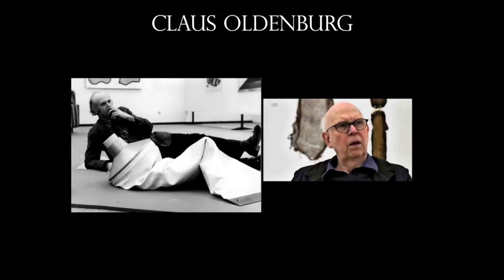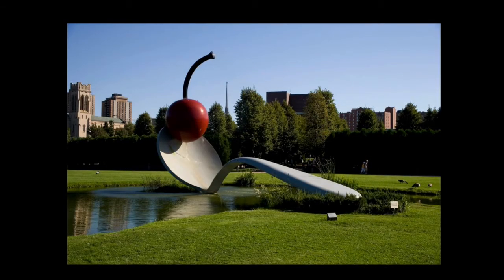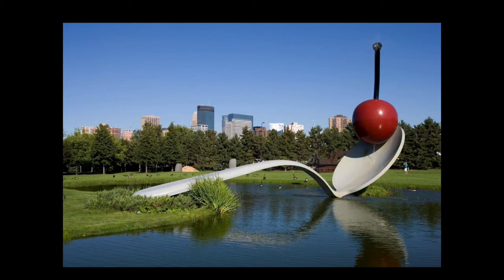So we'll look at Claes Oldenburg first. And he's famous for these absolutely gigantic objects. Again, we're looking at art that the objects themselves weren't thought to have any artistic qualities, a spoon and a cherry. But Claes Oldenburg makes this into this gigantic fountain for a park in Minneapolis. And that's the flip side of that work. You can see the fountain a little bit better in that image.